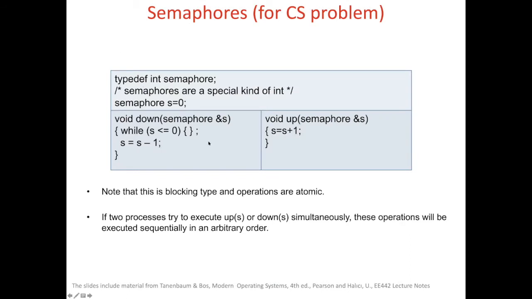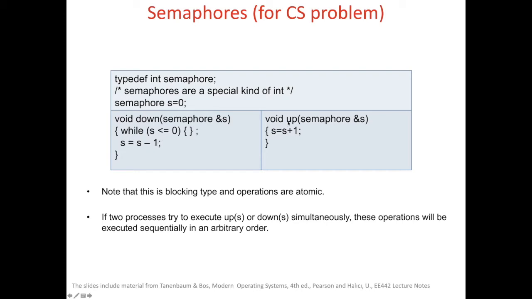This is the code explaining what's going on in atomic operations of semaphores. Suppose that we have a type definition, integer semaphore. Semaphores are a special kind of integer, and then there is a declaration of semaphore S set as 0. The down operation on semaphore S: while S is less than or equal to 0, do nothing. This corresponds to blocking. Otherwise, S is decremented by 1.